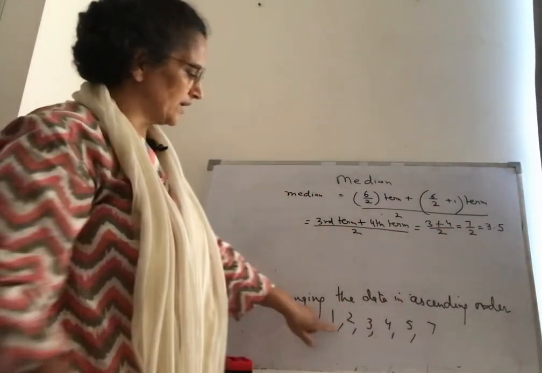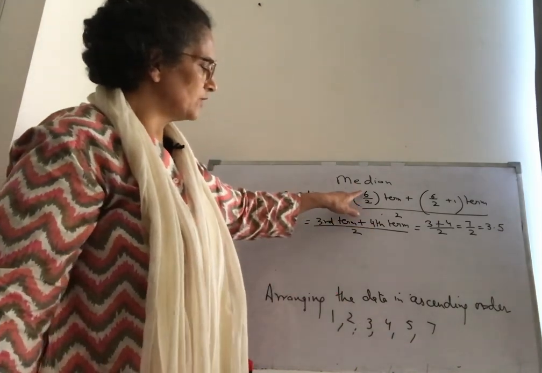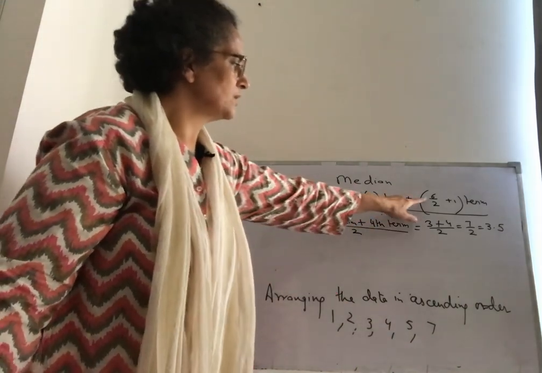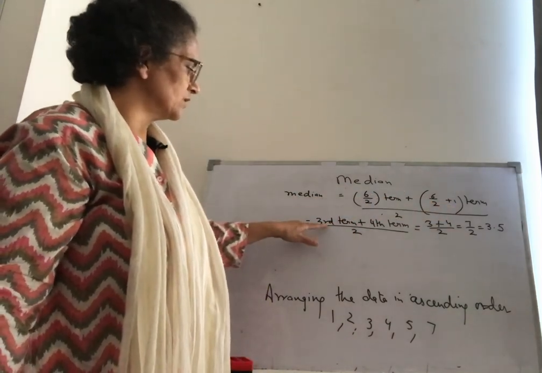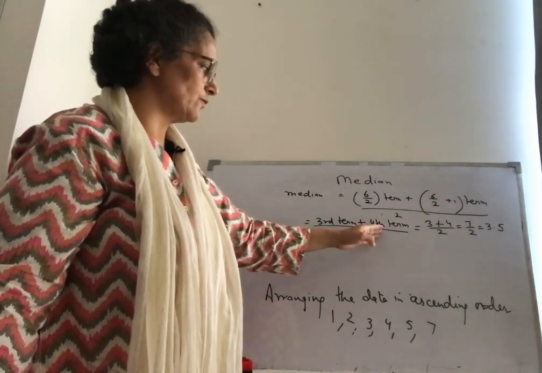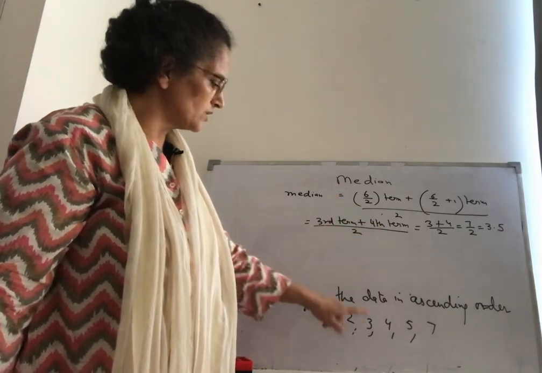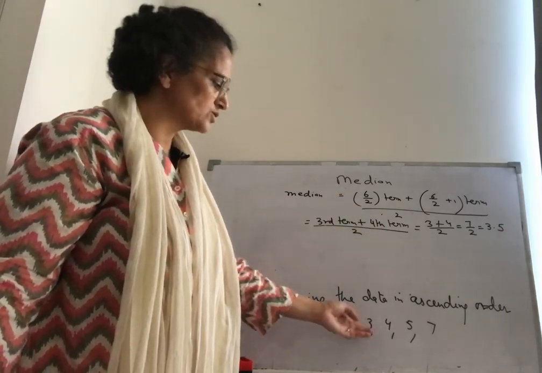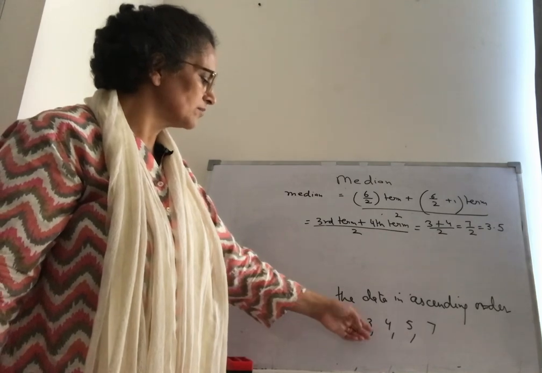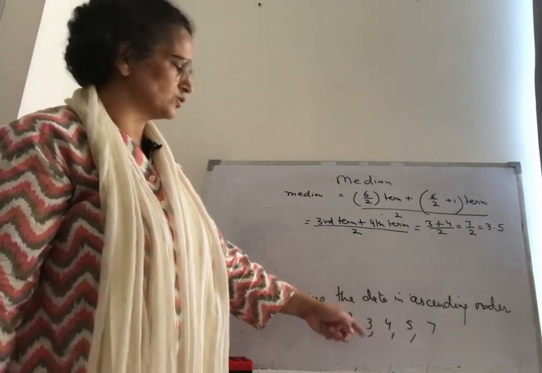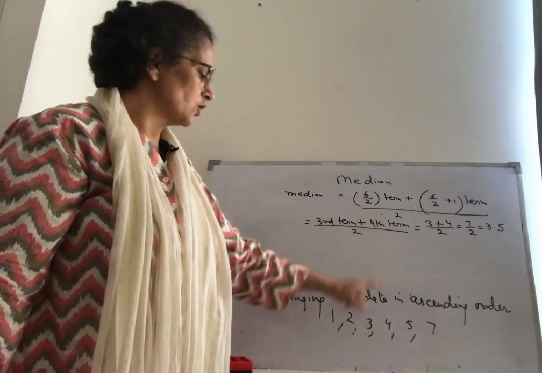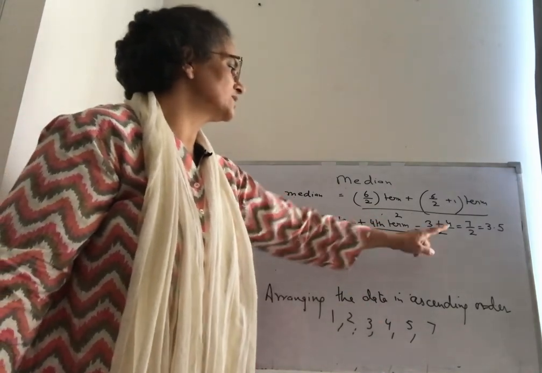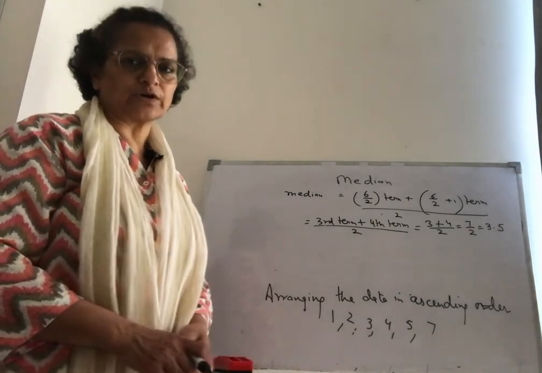So first we arranged the data. We wrote n by 2, n by 2 plus 1. This came out to be the third term, so next it will be the fourth term. We go back to the data. In this question, exactly the same numbers are there; they might be different in different questions. So you go back to the data, copy the third term, copy the fourth term, and this becomes your median for the data.